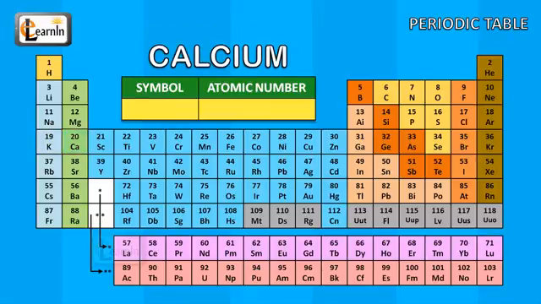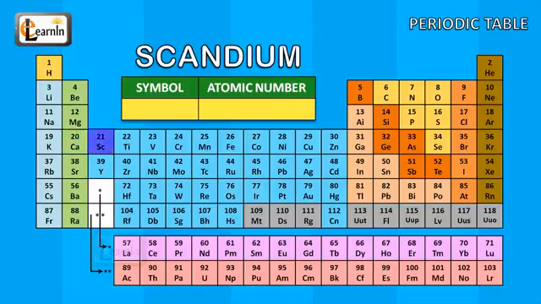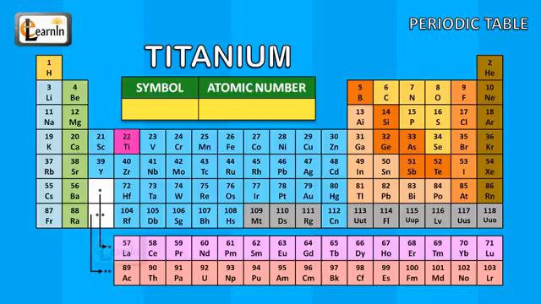The element calcium is represented as Ca and has an atomic number of 20. The element scandium is represented as Sc and has an atomic number of 21. The element titanium is represented as Ti and has an atomic number of 22.